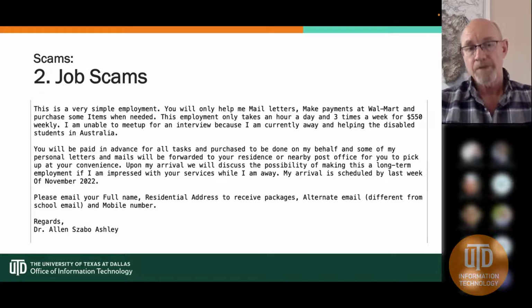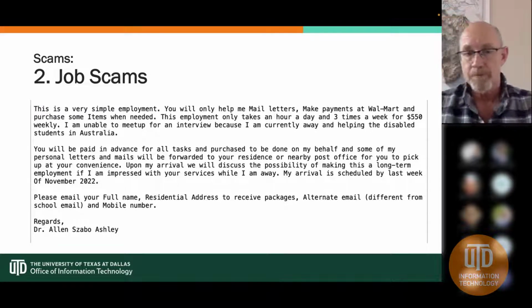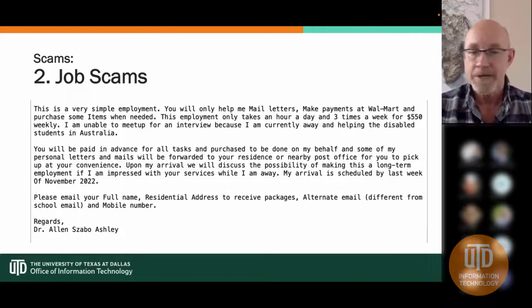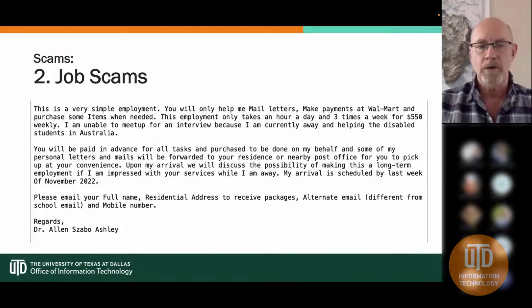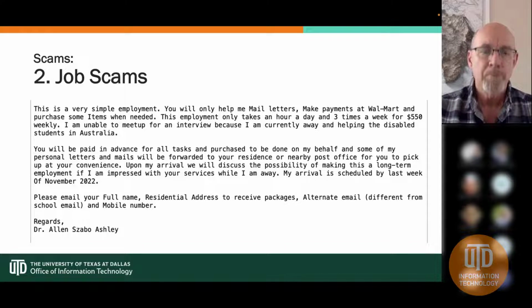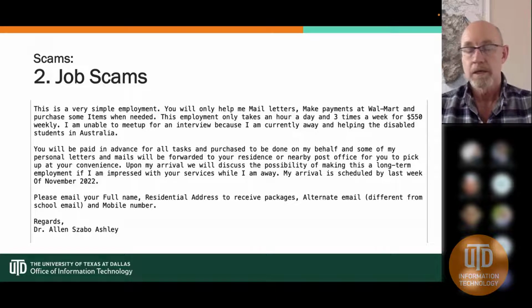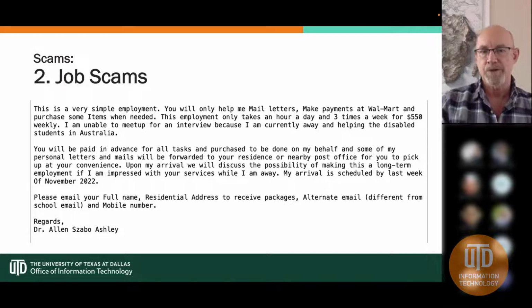And this third one is very, very typical, telling you how simple this is. It only takes a couple of hours a week. It's a lot of money, $550 weekly for a couple of hours work. Wow, how cool. Big red flag in here is the third line. "I'm unable to meet up for an interview because I'm currently away and I'm helping disabled students in Australia."